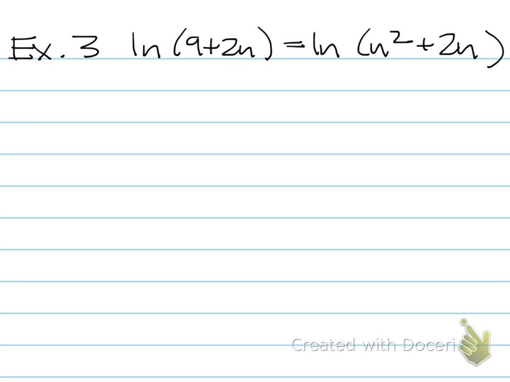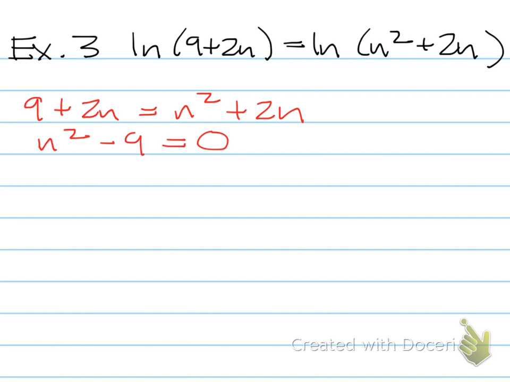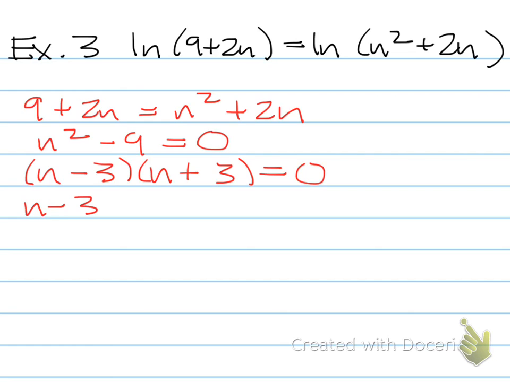In this example, again, we have two logs set equal to each other, so we can now set what we're taking the log of equal to each other. And we get a quadratic equation. It's a difference of two squares. So we'll have n and n, 3 and 3, one plus, one minus. So we get n equals plus and minus 3.